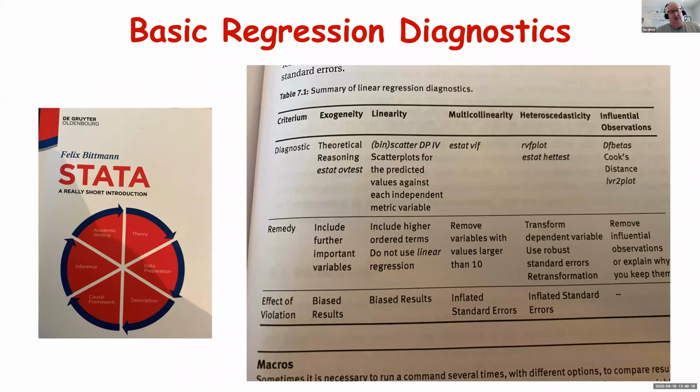One thing that is in your book, and Michelle was holding up the book a minute ago, is table 7.1. They do a nice little summary of the types of challenges that you can face. What diagnostic do you use and what's the remedy?